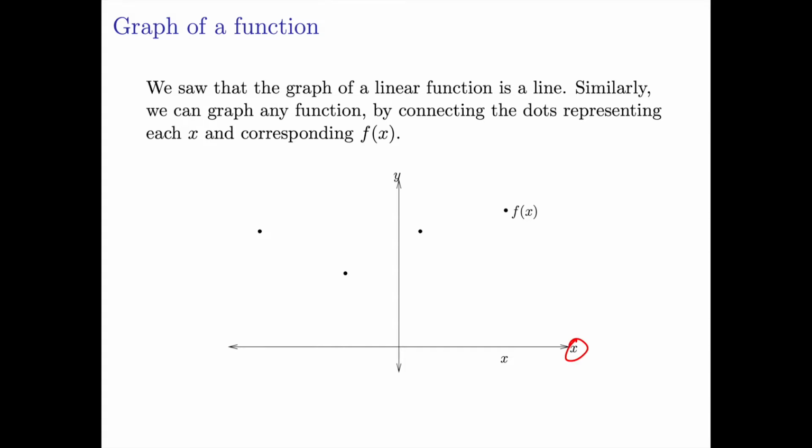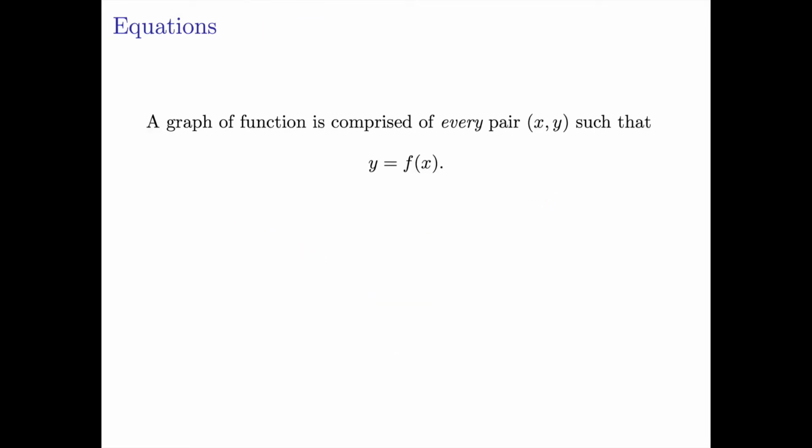We can do it for all the different values of x. Once we've done it for every value of x, we're going to have a curve that goes through these different points. This curve is comprised of every point x, y. Remember, y is on the vertical axis and x is on the horizontal axis. So this graph is going to be comprised of every single point x, y, such that y is equal to f of x. This right here is what we call an equation.